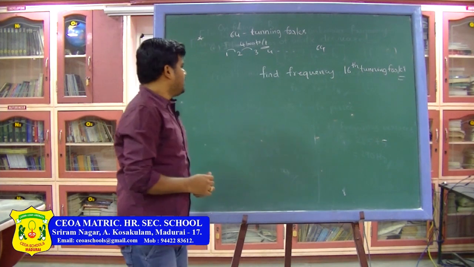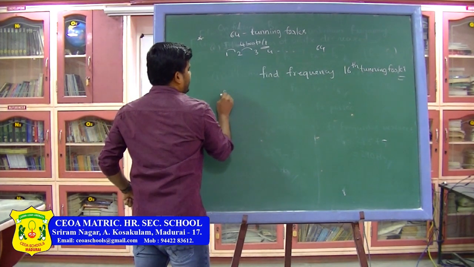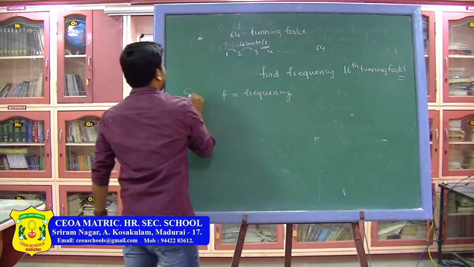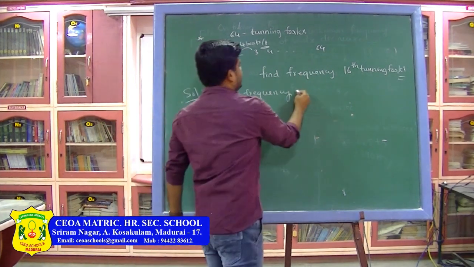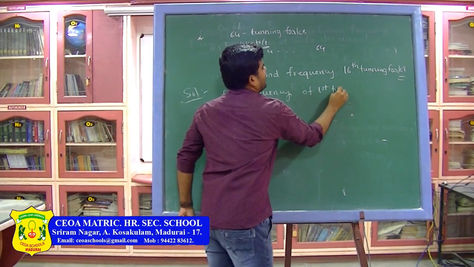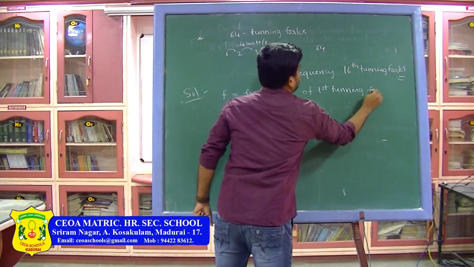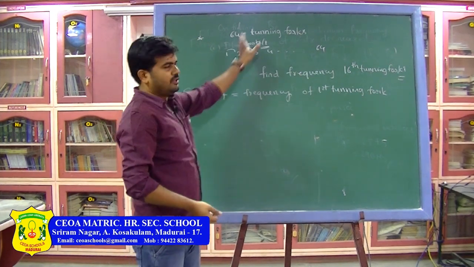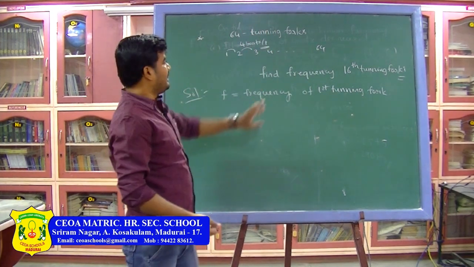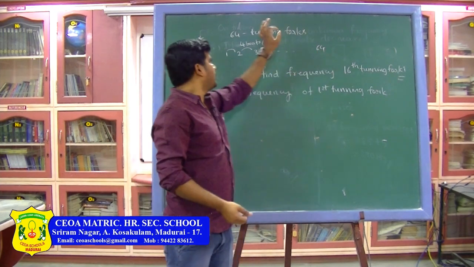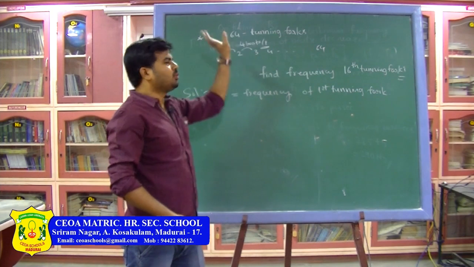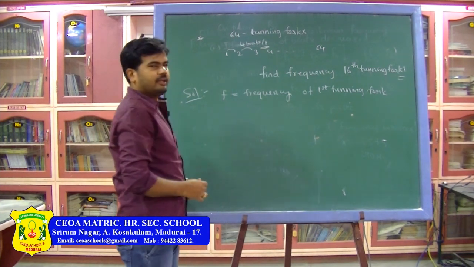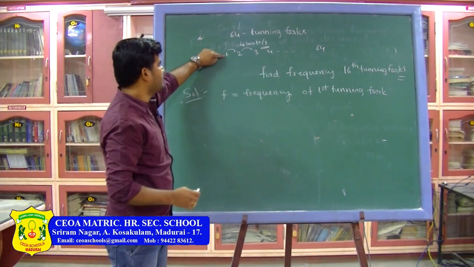First, let f be the frequency of the first tuning fork. Just apply the given conditions. Each tuning fork is forming 4 beats with the next tuning fork, and the last tuning fork frequency is the octave of the first frequency. Octave means 2 times the first frequency, that is the second condition. Now, let us take the two conditions and solve for f.